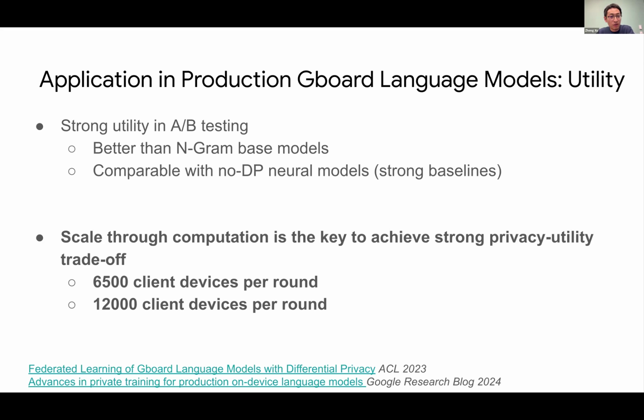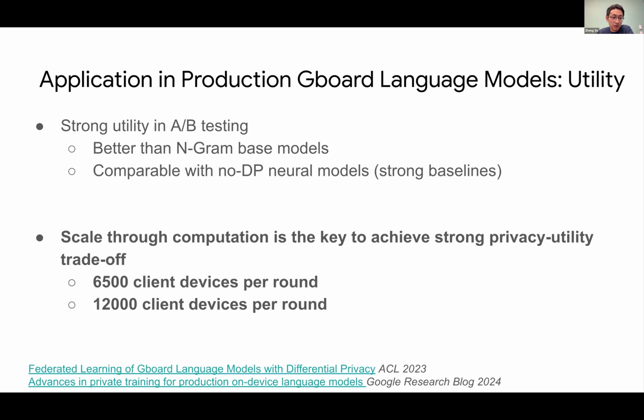So when we talk about utility for all these production use cases, we will always measure by strong utility in A/B testing. Compared to a previous n-gram model, which is a relatively weak baseline, we will always aim for better utility, better usage by users of these models. And compared with a previous neural network model without DP guarantees, which is considered a very strong baseline, we will aim for comparable utility, but now the model has a much stronger DP guarantee with advanced privacy preserving techniques. As I mentioned before, one key thing for us to get good privacy and utility at the same time is that in practice we do some trade-off.